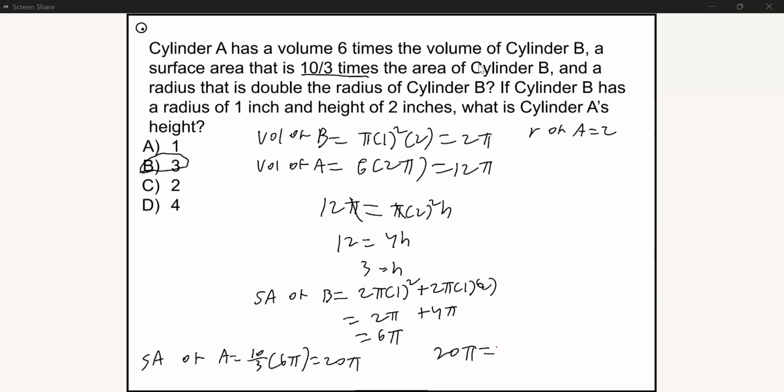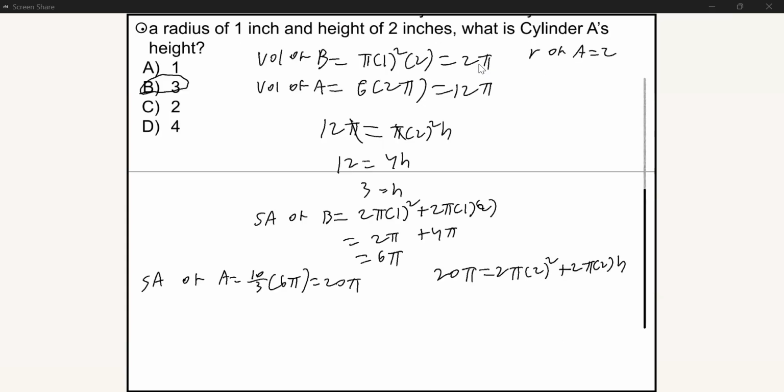2 pi r, which we know is 4. So it's going to be, or 2. So it's going to be 2 pi 2 squared plus 2 pi 2h. Then that gets us 20 pi equals 4 times 2 is 8 pi plus 4 pi h. We'll get 12 pi equals 4 pi h. And again, we get h equals 3.